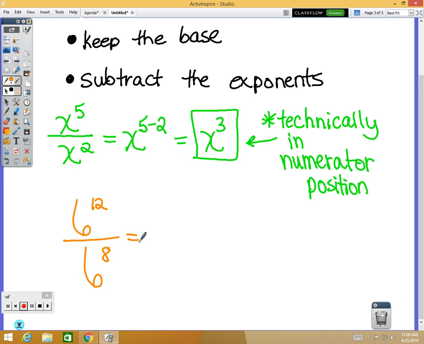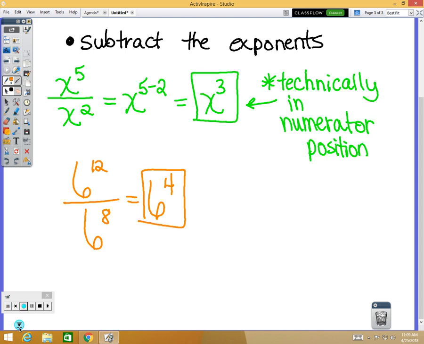Six to the 4th power. 12 minus 8 is 4. 6 to the 4th power. All right, we okay on that? And then we're going to start talking about if there's a coefficient in front. Questions? So far, so easy. Good, right? It's pretty easy. Adding, subtracting makes it pretty easy.